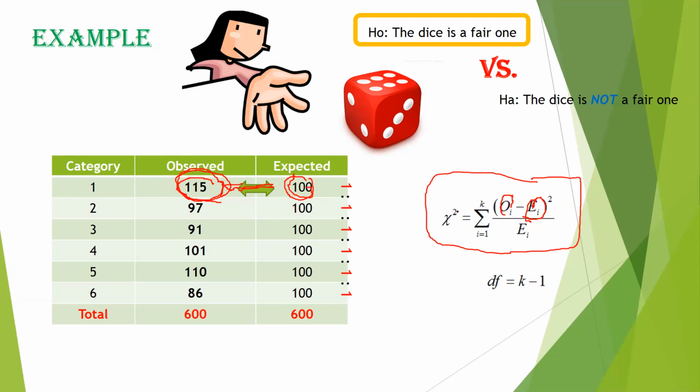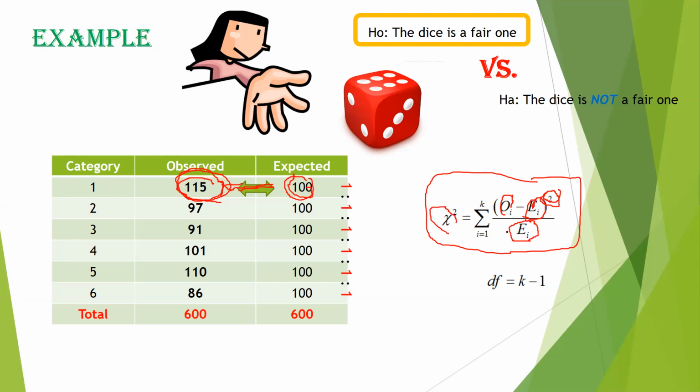Sometimes the deviation could be positive or negative. So if you add up all the deviations together, some negative and positive deviations will cancel out. This will not truly and faithfully reflect the data relative to the model. That's why we put a square here. No matter whether you get a positive or negative deviation, we square it, and everything becomes positive. And we divide the squared difference by the expected value to standardize this quantity.